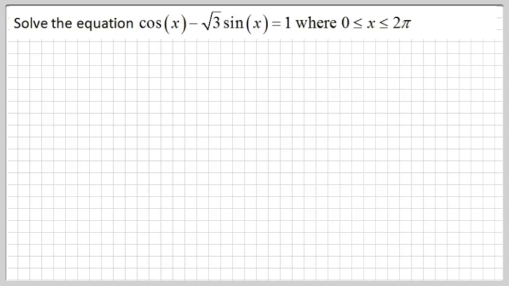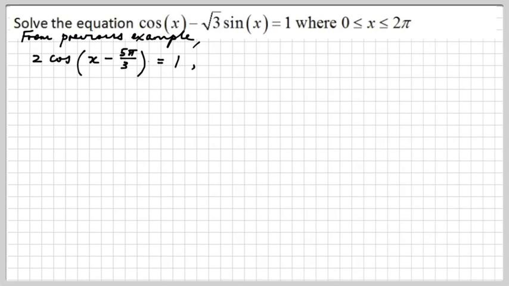No problem, I know what to do. We're just going to use our newly found equivalent expression for cos of x minus root 3 sin of x. And we know that therefore 2 cos of x minus 5 pi on 3 equals 1, where x goes from 0 to 2 pi inclusive. Now, dividing by 2, cos of x minus 5 pi on 3 equals a half, doesn't it?